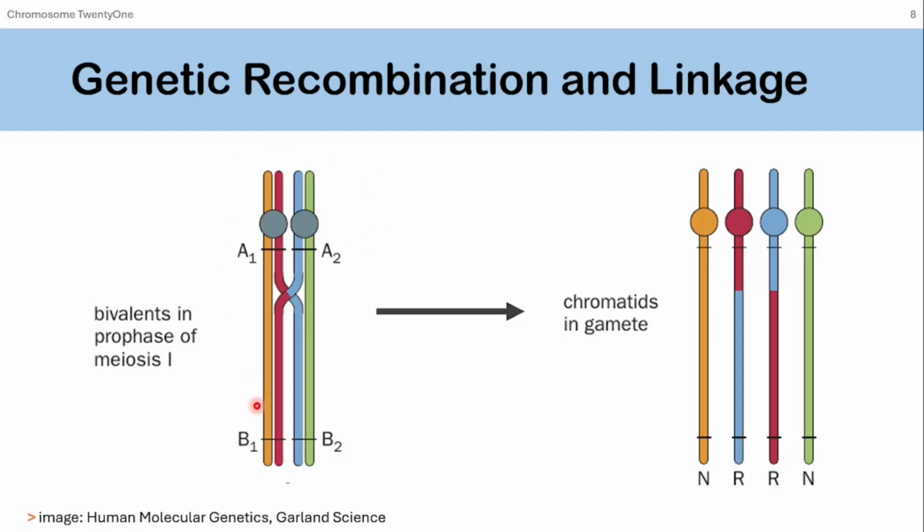So in our chromosome of interest, we have two loci, A and B, where there are two alleles for each of them. For A, we have A1 and A2. For B, we have B1 and B2. A1, let's say, comes from the paternal side and A2 comes from the maternal. B1 comes from the paternal side and B2 comes from the maternal.